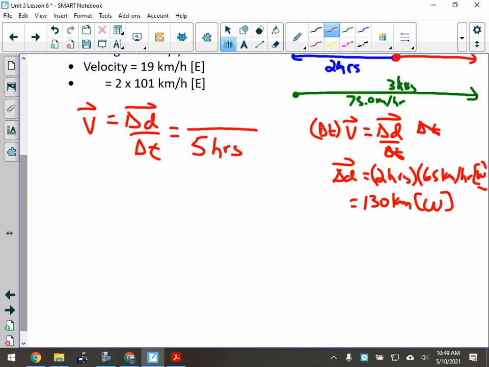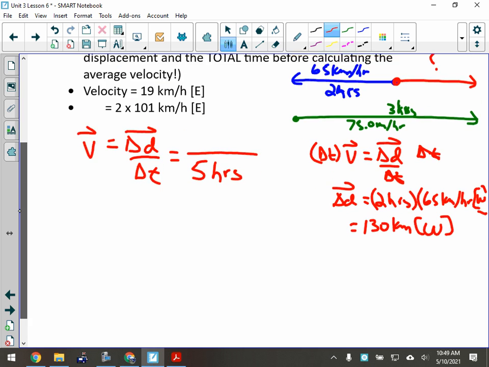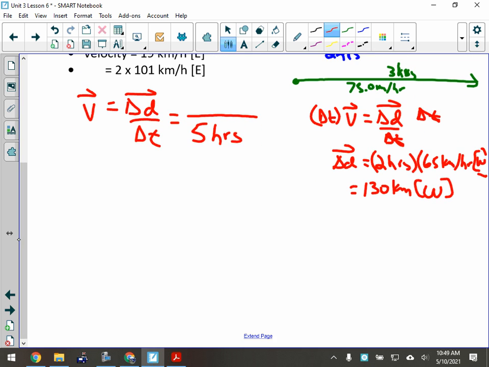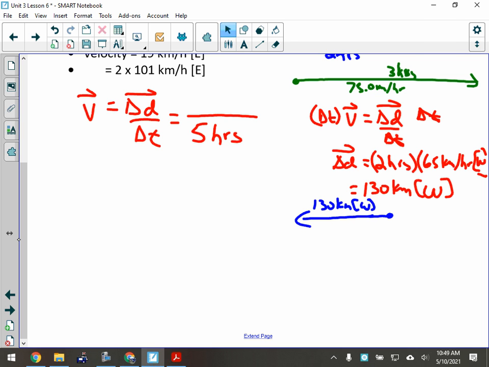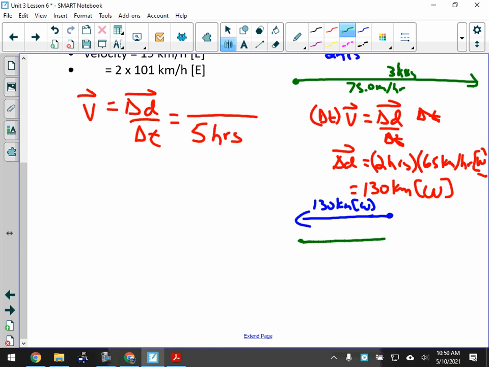So if I went back to this part right here, that blue line would actually look like this, 130 kilometers in the west direction, okay? Then I need to turn around and I need to figure out this green line here. So now I'm going to turn around, I'm going to go this way for a certain amount of time, and I'm going to do the exact same thing.